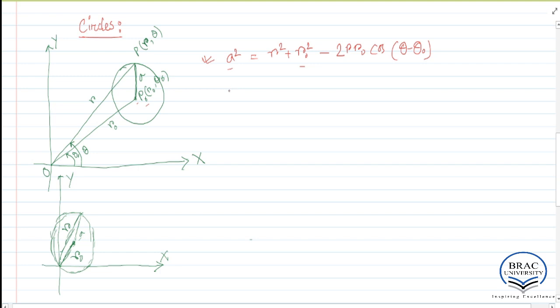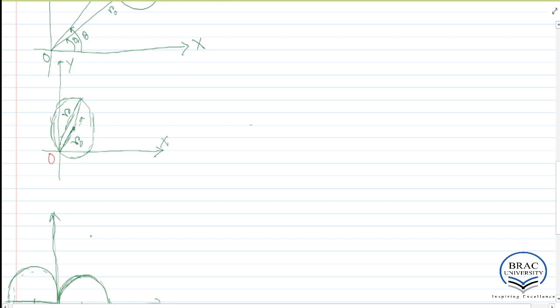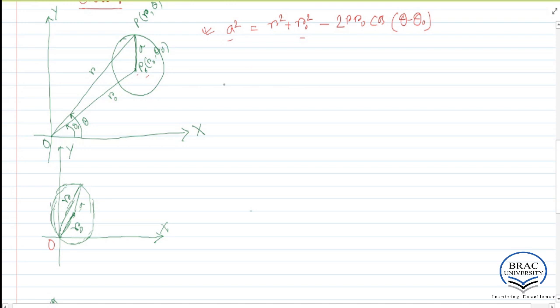But we want to consider some special situations, and the first situation is when this circle passes through the origin. When this circle passes through the origin, you can see that this r naught is exactly equal to a. So this r naught is the distance between the center and the origin, and when our circle passes through the origin, this r naught will be exactly equal to the radius a.